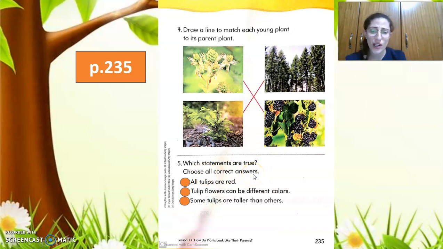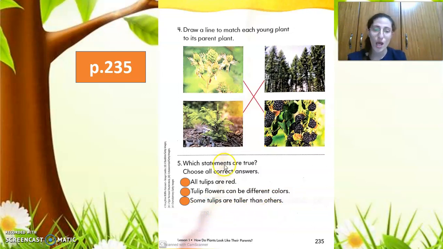Choose all correct answers. When we say choose all correct answers, it means you have more than one. And when we say which statements are true, it means which statements are correct. Which of these sentences are correct? A. All tulips are red. B. Tulip flowers can be different colors. C. Some tulips are taller than others.